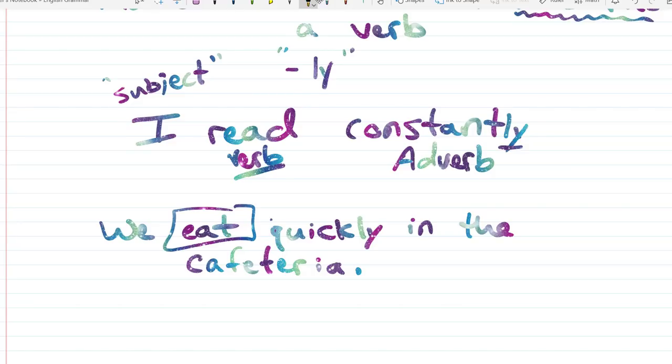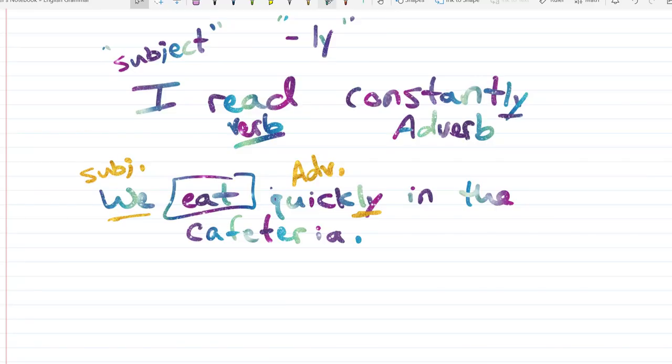Okay, and if you want to say, well, who's doing the eating? Well, we are doing the eating. So we is your subject, right? And in the cafeteria, we don't really have to worry about right now. It's what's called a prepositional phrase. But you should be able to pick out an adverb here, right? It has an ly. And so, quickly, adverb, right? Going on to another example here. So we eat quickly. That's one sentence by itself, right? We eat could be a sentence by itself. And that quickly is just adding extra information there.